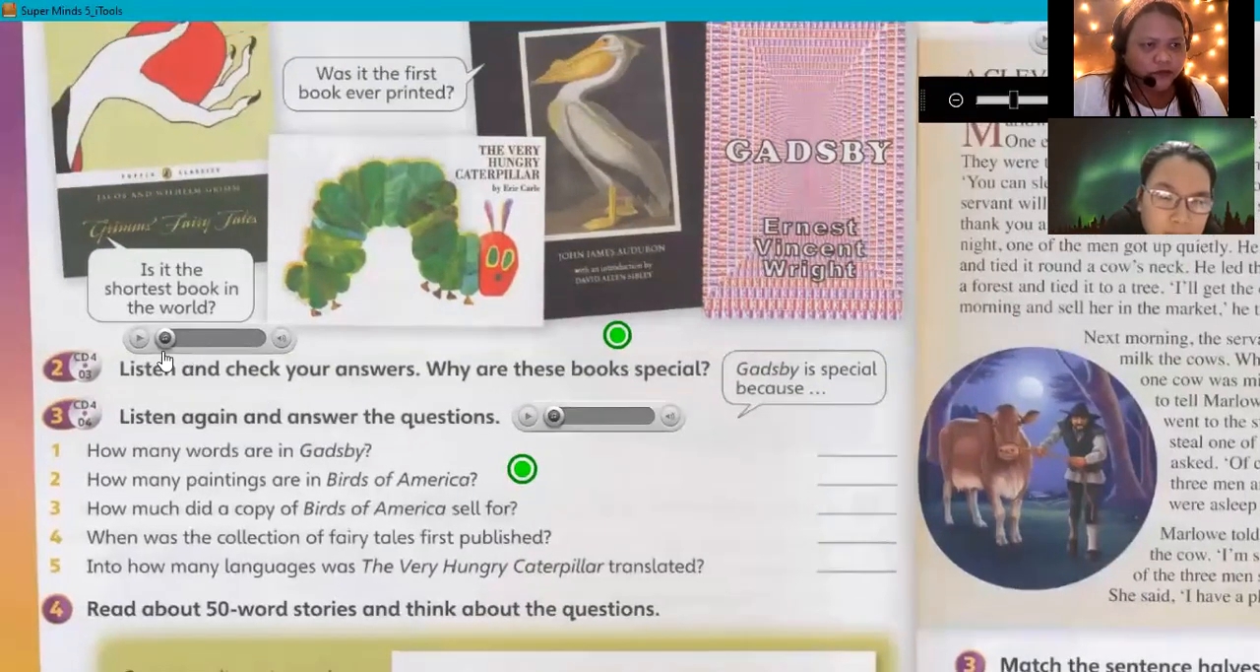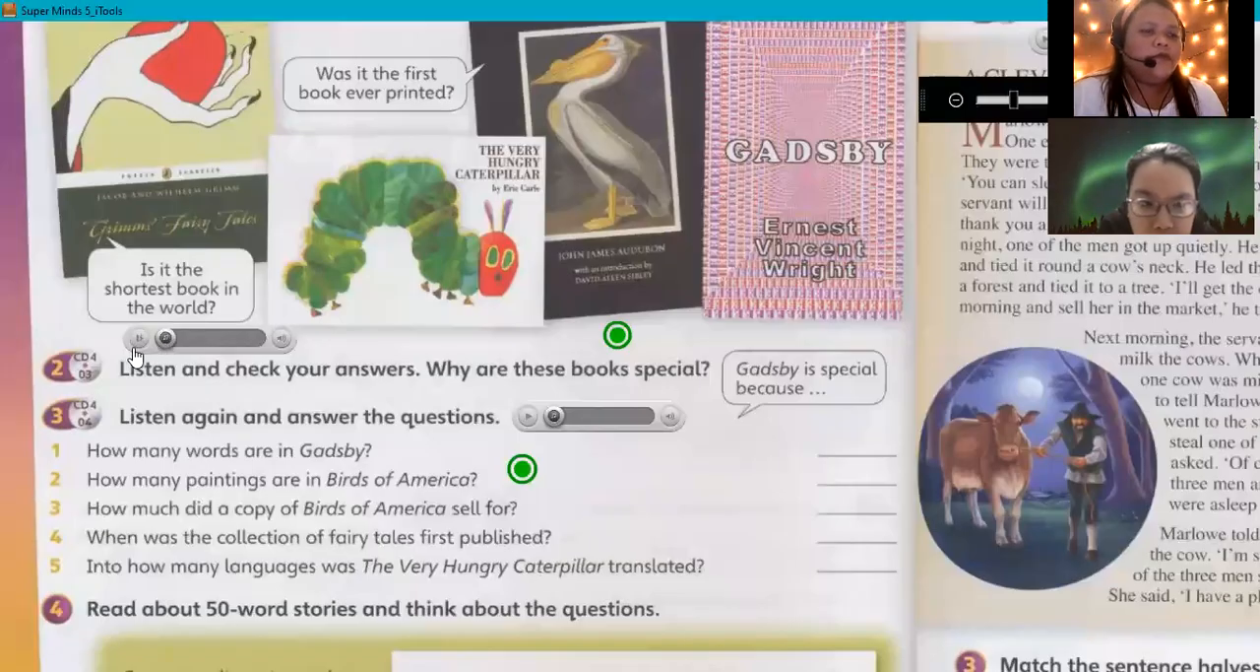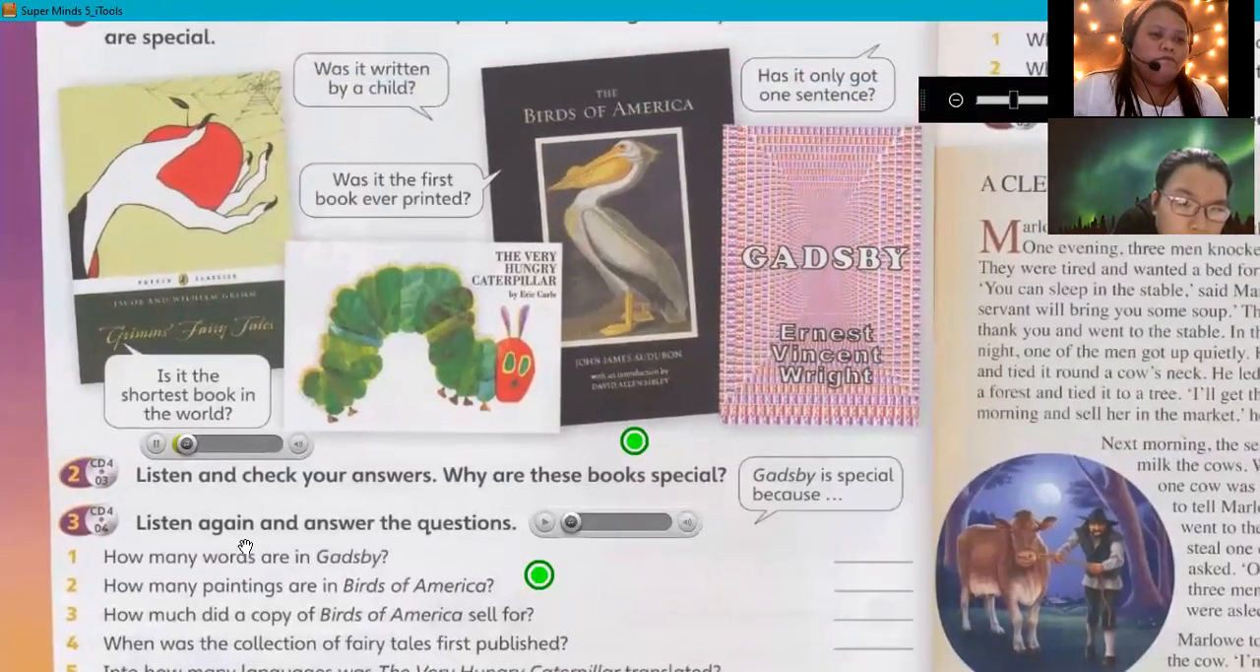Okay, let's listen to this so that you will know what these books are. Why is it so special? Can you hear it or not? You haven't played it yet? No, I can't hear. Okay, let me stop my screen share first. Share screen. Okay. Listen, yes, and I can hear now. Check your answers. Why are these books special?